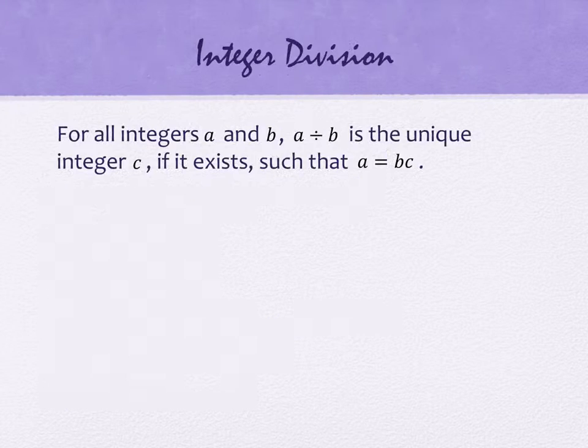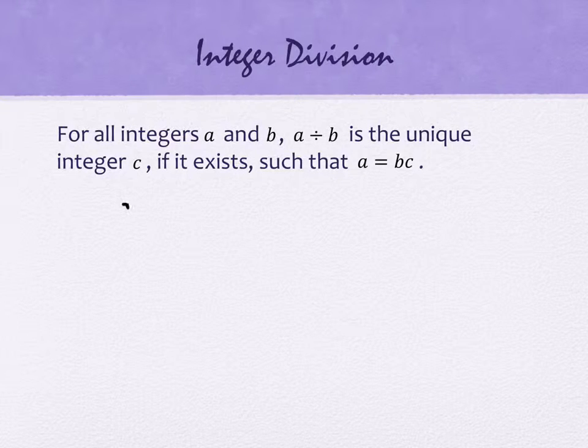All right, so let's take a look at some division stuff. Integer division. For all integers a and b, a divided by b is the unique integer c, if it exists, such that a equals b times c. We have seen this definition before when we did whole numbers.